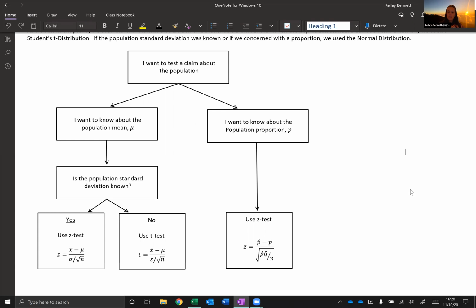So when we are going to do a hypothesis test based on some sample data, we're going to use a normal distribution unless we're testing for the mean when the standard deviation is unknown. In that case, we would use a student's t-distribution.